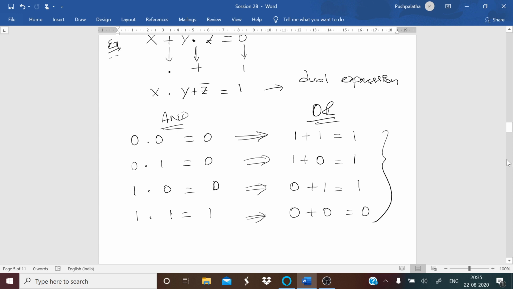Okay, let us stop this session now here, and in the next session let us talk about the Boolean theorems. Again, that's an important part in this chapter.